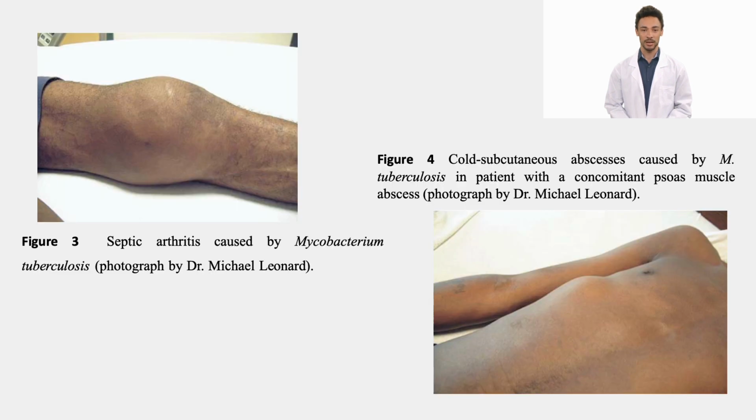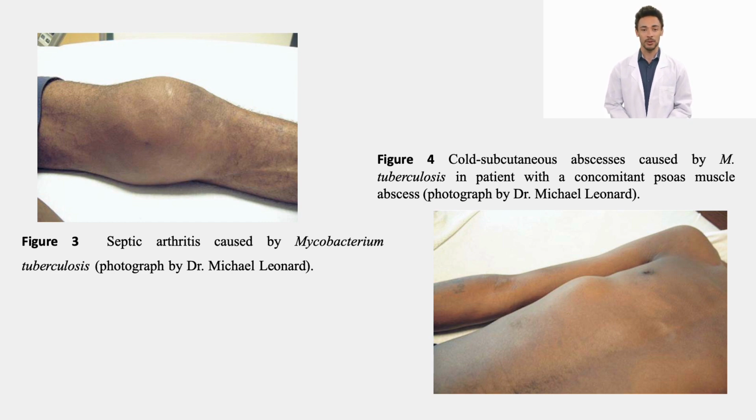Moving forward, we continue our exploration with Figure 3 and Figure 4, which showcase two more manifestations of tuberculosis within the musculoskeletal system. Figure 3 is an image demonstrating septic arthritis caused by Mycobacterium tuberculosis. This image serves as a vivid reminder of the direct invasive capability of Mycobacterium tuberculosis, extending its effects beyond pulmonary tissue to other systems such as the joints.